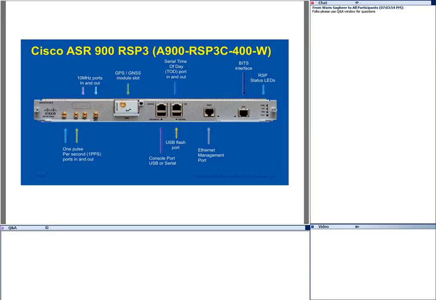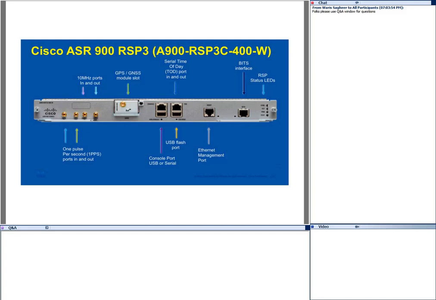So RSP3, quickly just to go through on the left side, you see 4 golden pins. Those are the timing ports. Following that, there is actually a small module, that's the GPS or GNSS module. And we have the console port following that, and then we have the console port USB, and the console serial port. And also we have the USB flash port.